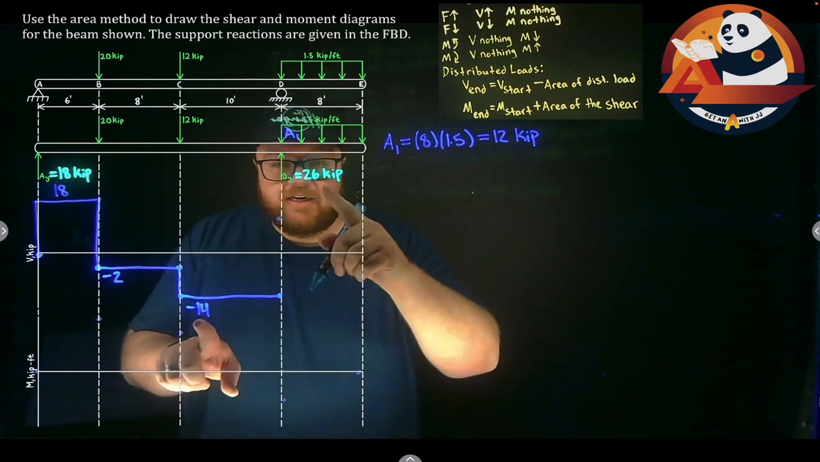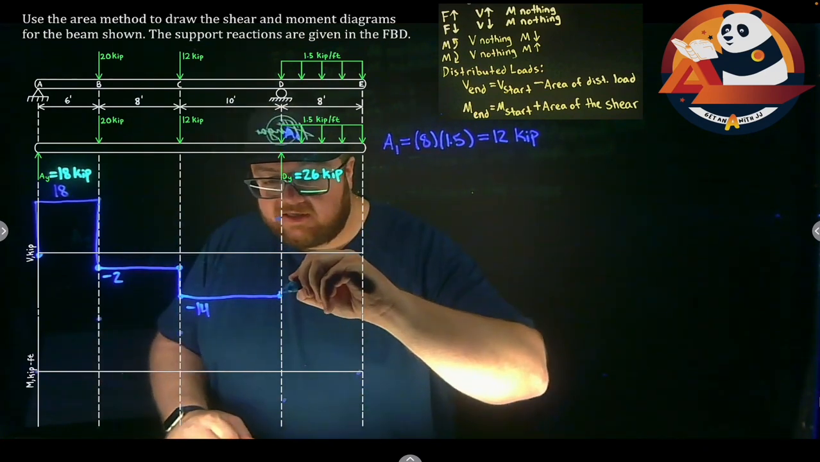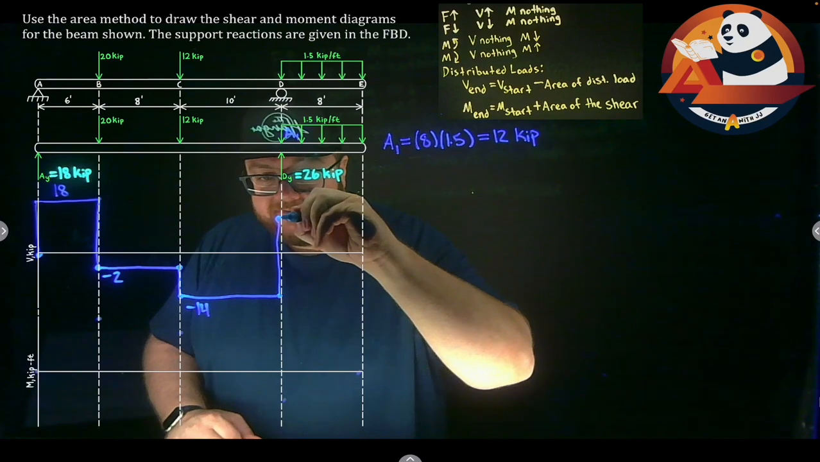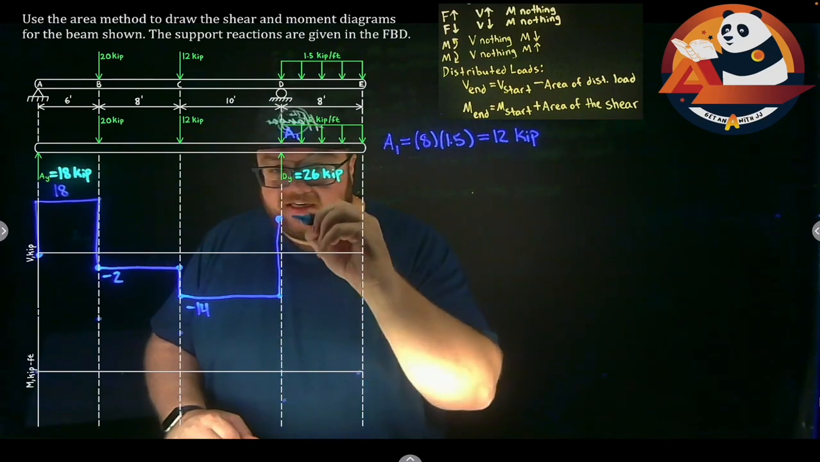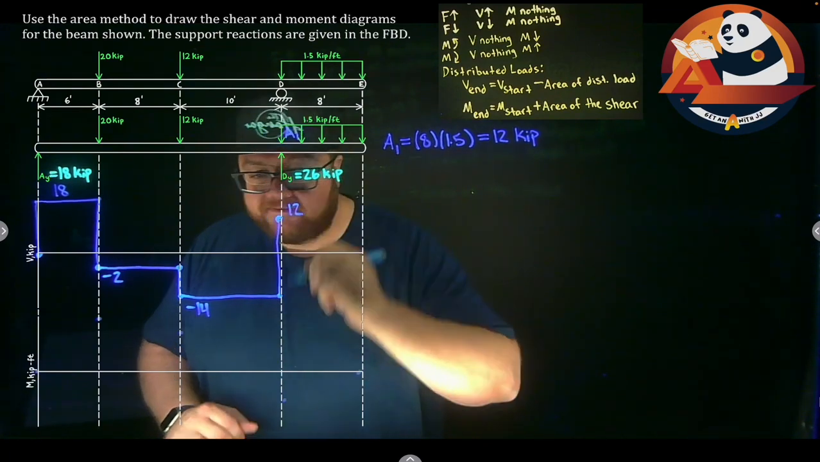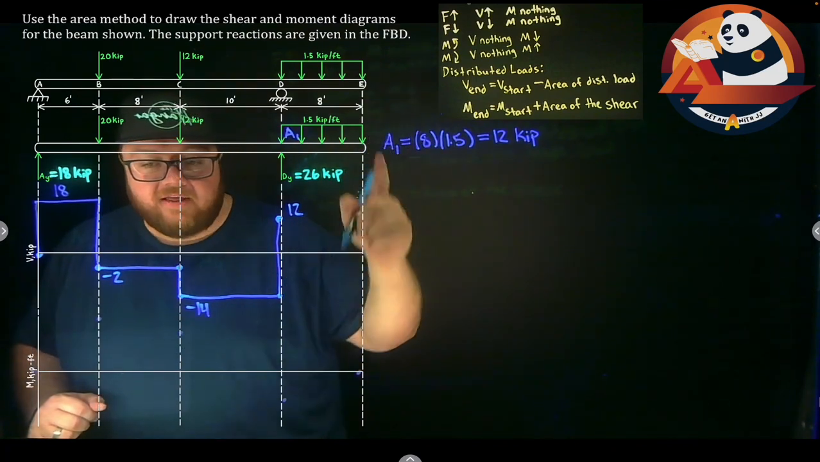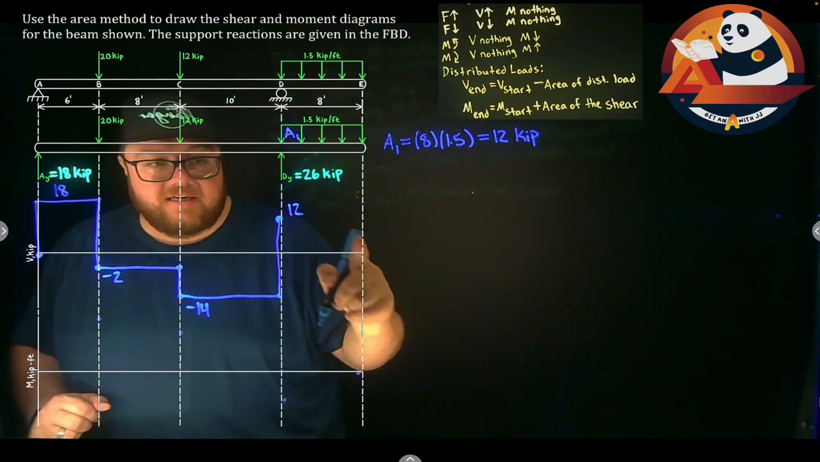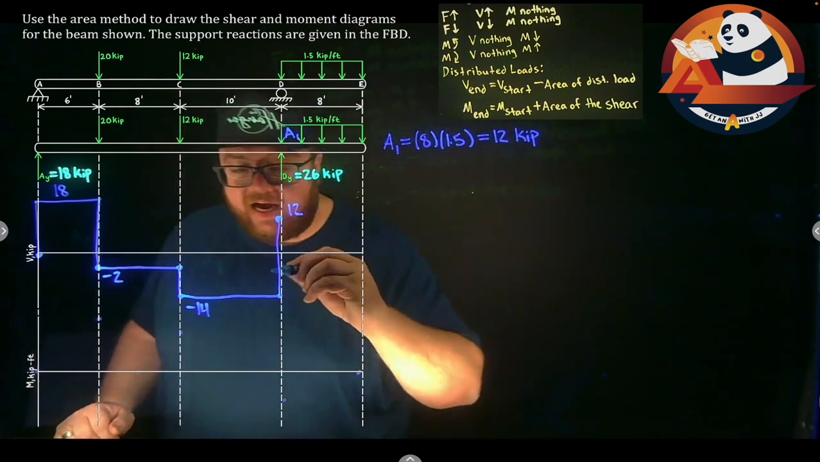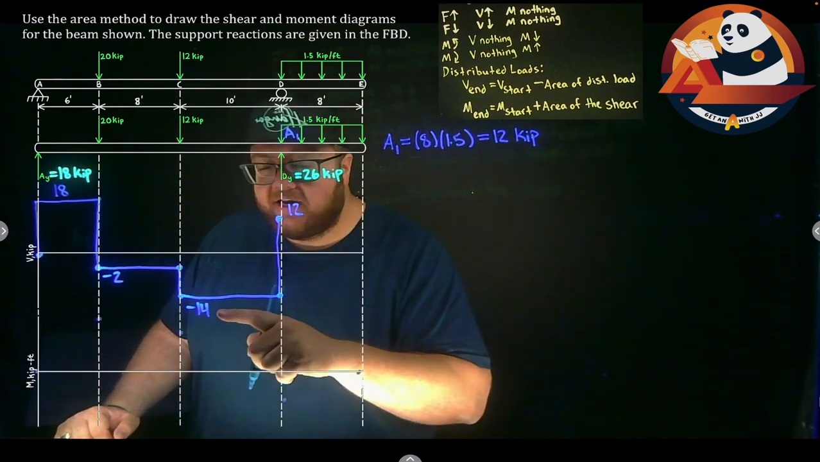So -14 plus 26, because it's positive, we're going to go up. -14 plus 26 gets us to 12. And then our shear at the end of our interval, that'd be the end of our beam for this one, is the shear at the beginning. We'll take our last point that we plotted, so we don't want to use -14.